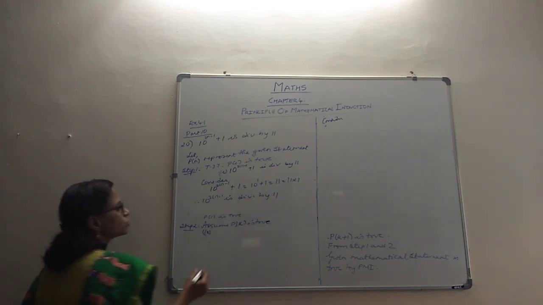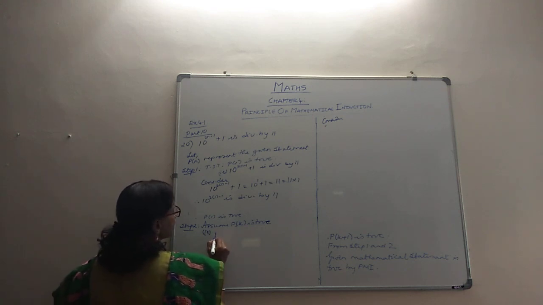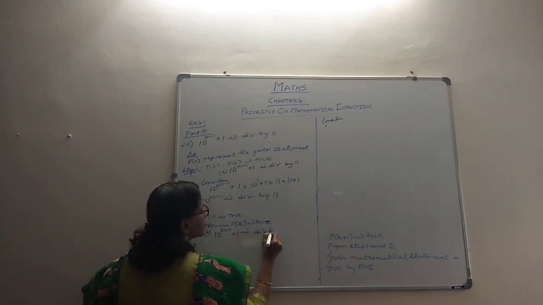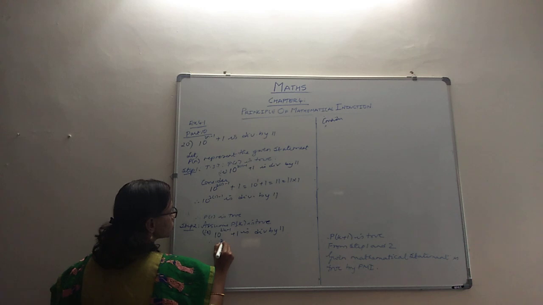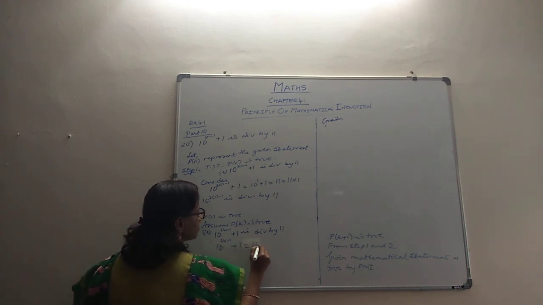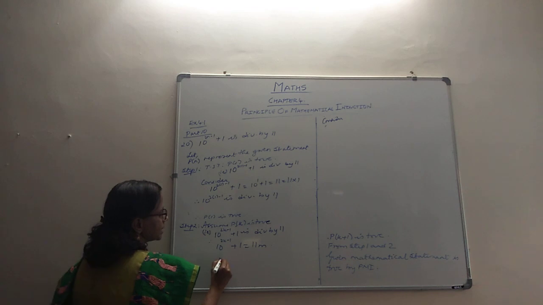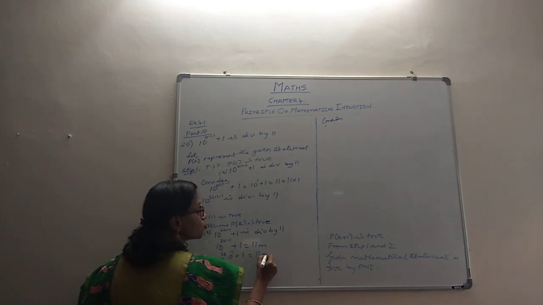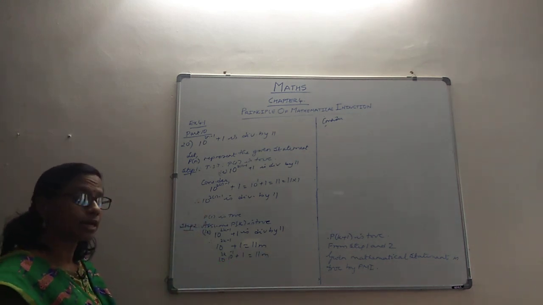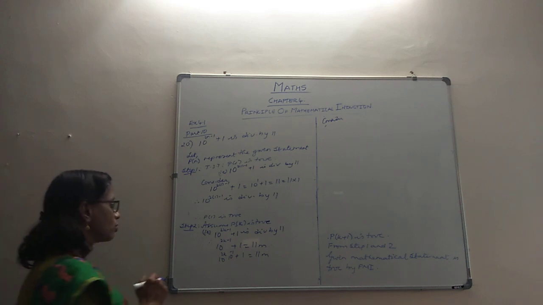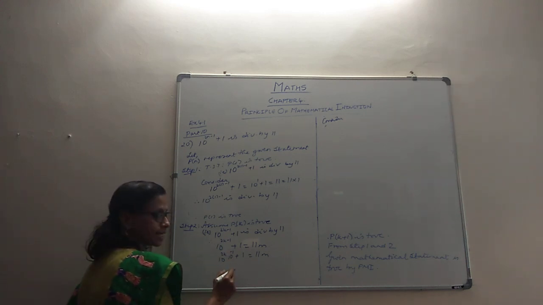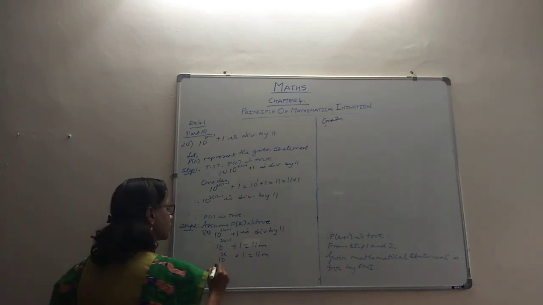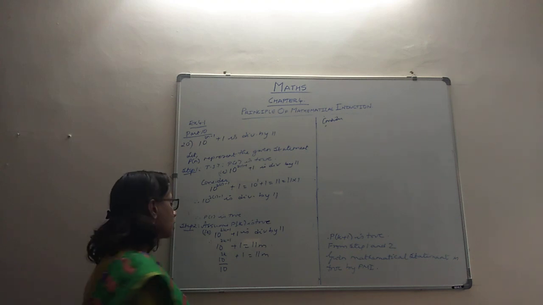Okay, quite obvious. Assume that P(k) is true. That means 10 raised to 2k minus 1 plus 1 is divisible by 11. Let's make it convenient: 10 raised to 2k minus 1 plus 1 is some 11m. So writing this is as good as writing 10 raised to 2k into 10 raised to minus 1. Why? Because a raised to m into a raised to n is a raised to m plus n, or a raised to m minus n is a raised to m by a raised to n. Maybe you can write it like this.